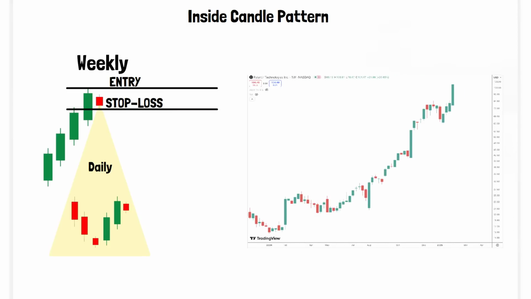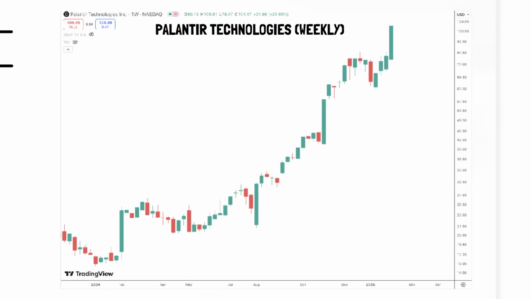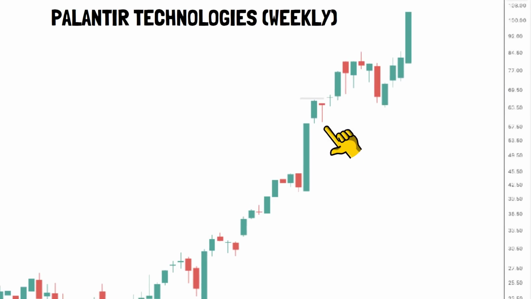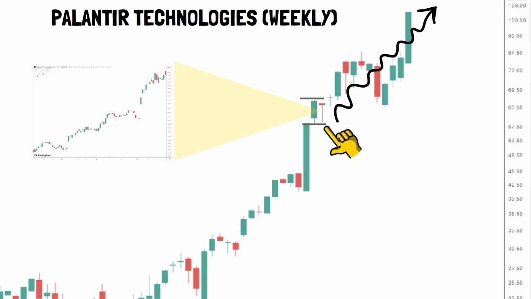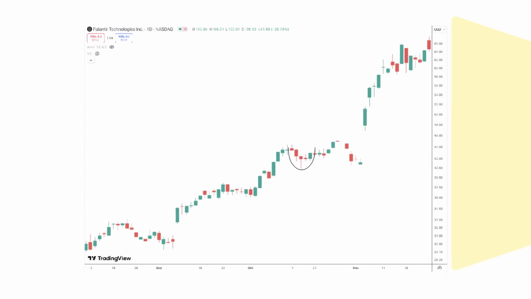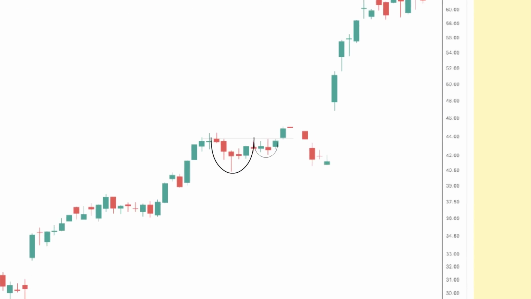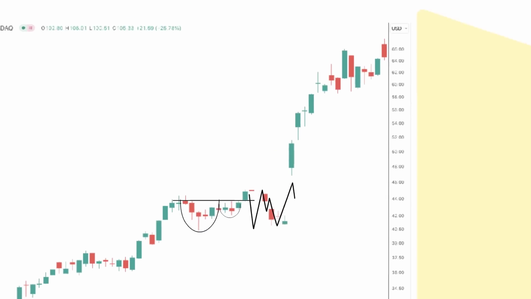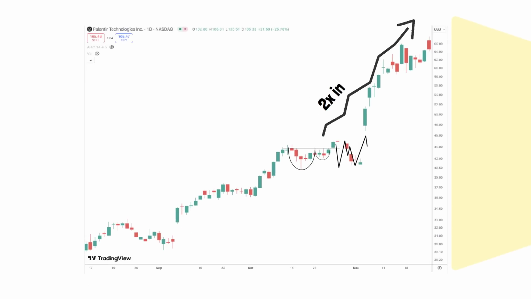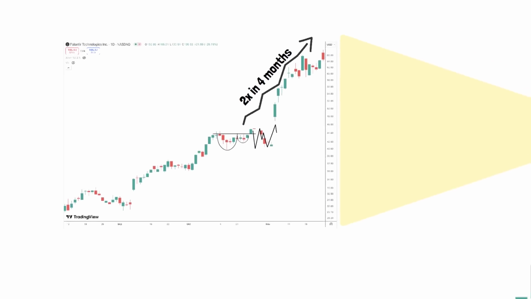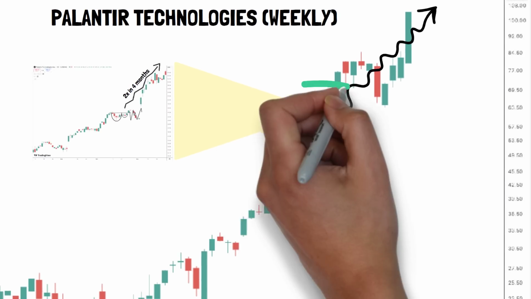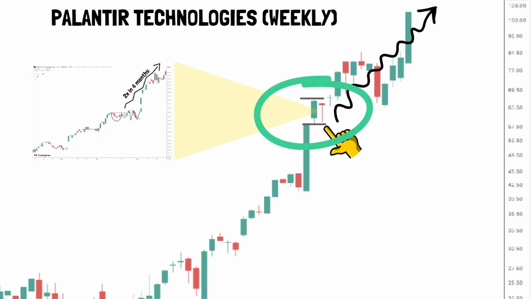For example, in this chart of Palantir Technologies, the candle here was formed inside the range of this bullish candle. You can see how the price continued to march up after this short consolidation. When we zoom into daily charts, this is what the consolidation looks like. It was a small cup with a tight handle. The price broke out, but got stuck in market volatility for another week before taking off to new highs, eventually doubling in 4 months. The inside candles that are also dojis or hammers, as the case was here, give even stronger continuation signals.